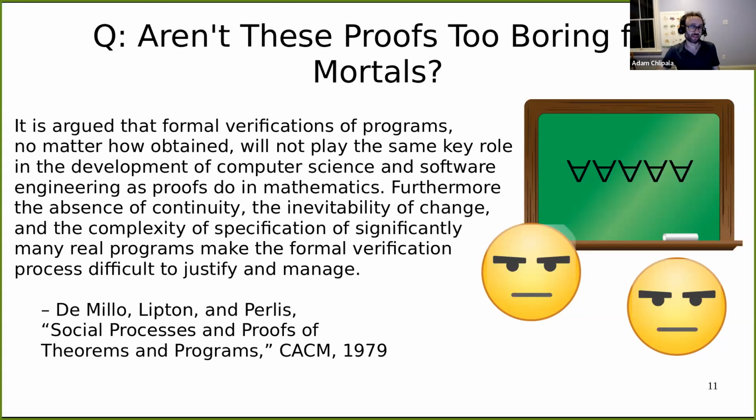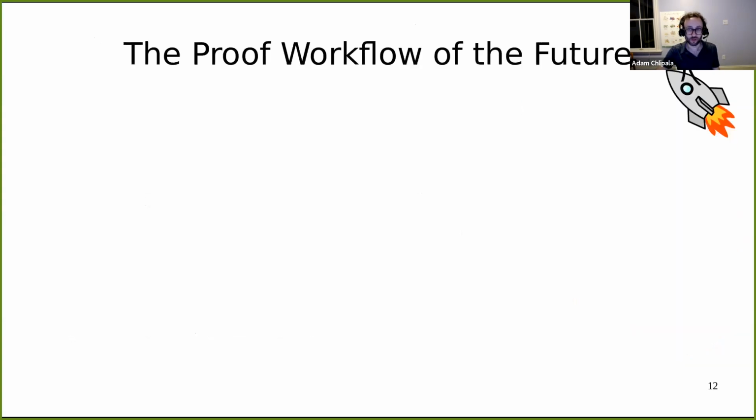I think they were right that it's asking for way too much for humans to be reliable evaluators of completely rigorous proofs about large software systems. But the twist is, we don't need to ask humans to do that evaluation. So let me tell you about the proof workflow of the future for mathematically assured software systems.